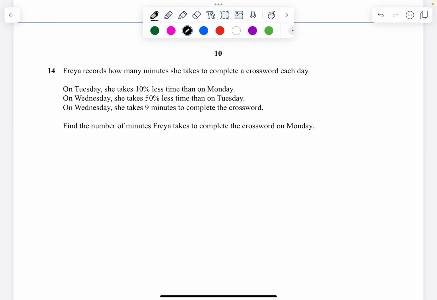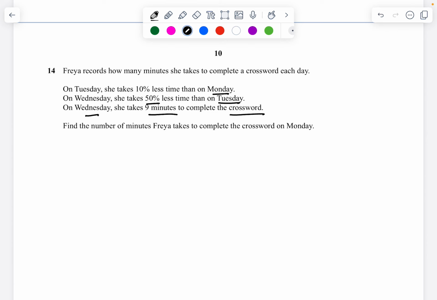Question number 14. Freya records how many minutes she takes to complete the crossword each day. On Tuesday, she takes 10% less time than on Monday. On Wednesday, she takes 50% less than Tuesday. On Wednesday, she takes 9 minutes to complete the crossword. Find the number of minutes Freya takes on Monday.